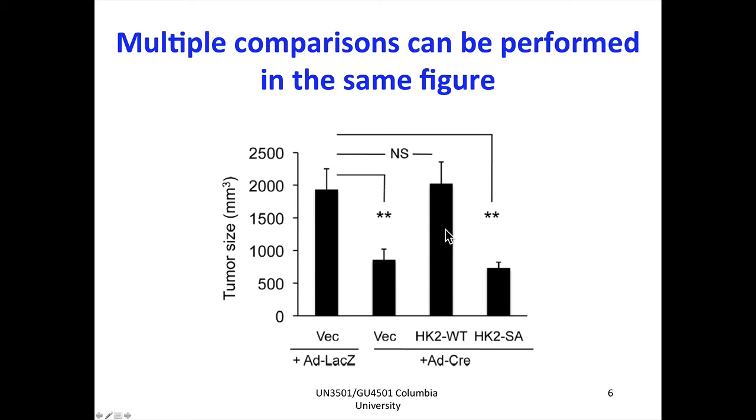The fact that when they put in hexokinase 2, they now see big tumors again means that most likely the effect of AdCre was through removing hexokinase 2, which we kind of expect that it was, but they're trying to prove this to us in a more definitive way. So now when you have hexokinase 2 re-expressed in these cells, they have big tumors again.